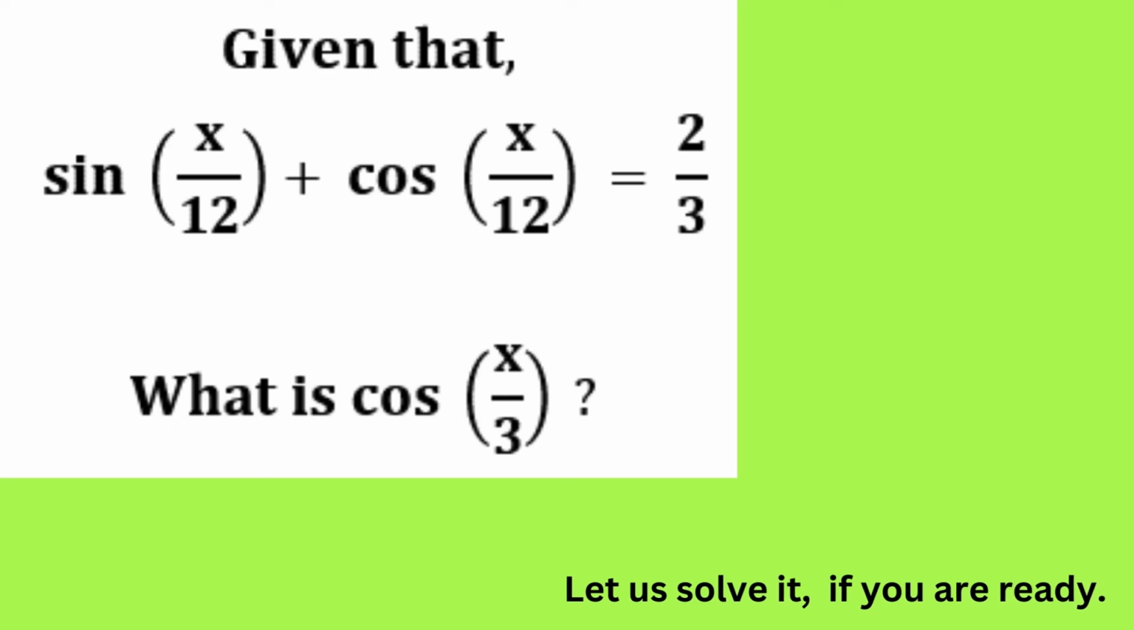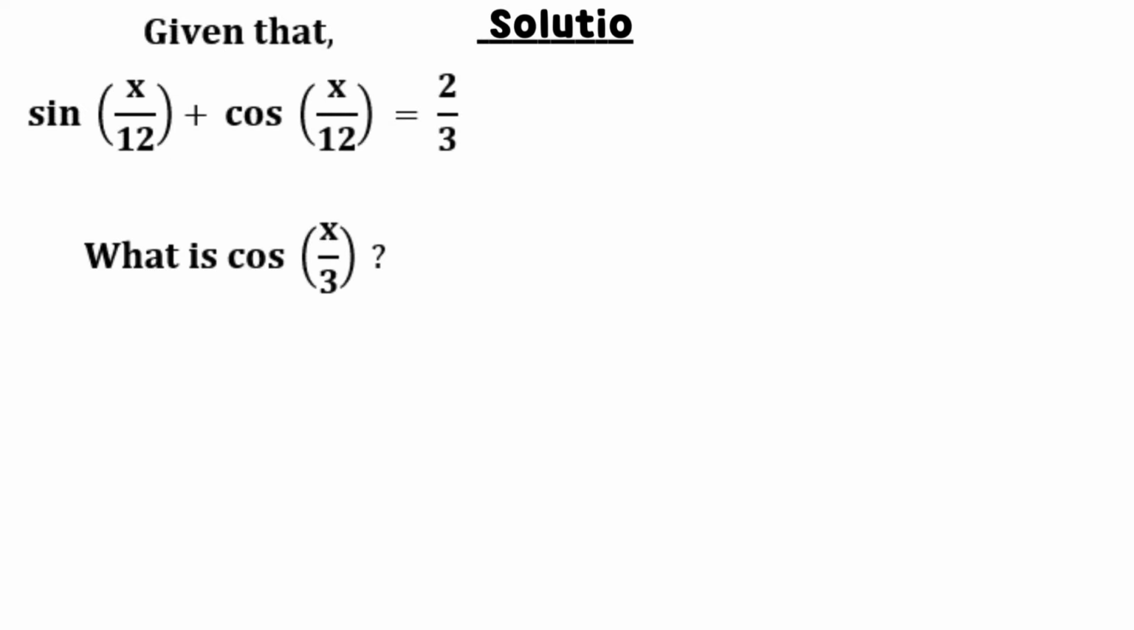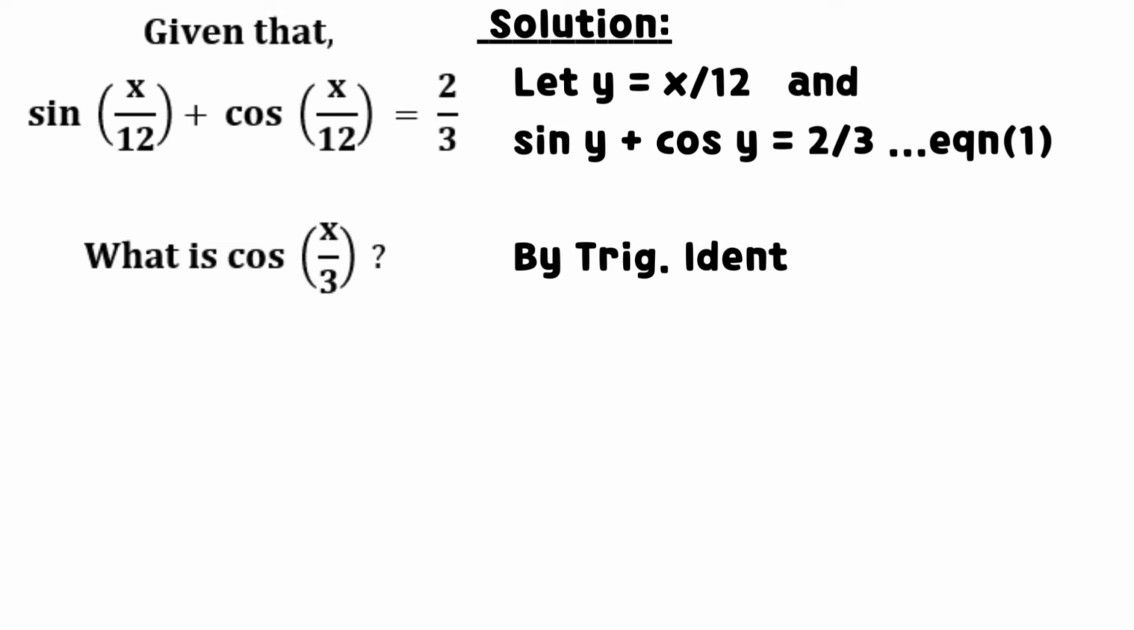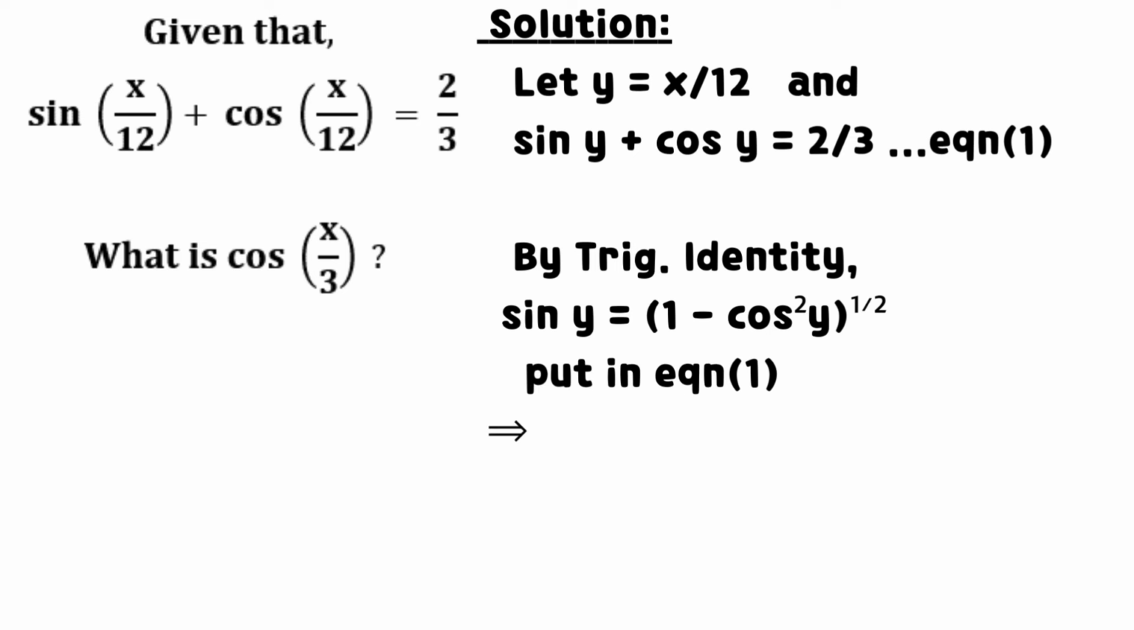Required to find the value of cosine x divided by 3. Let y equal x divided by 12, and the sum of sine y and cosine y equals 2 divided by 3, which we call equation 1. By trigonometric identity, as shown, for sine alpha, which we substitute into equation 1 to have that the sum of the square root of 1 minus cosine square y and cosine y equals 2 divided by 3.